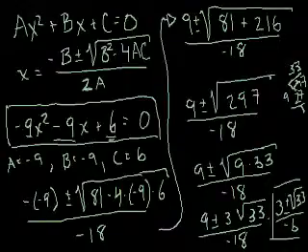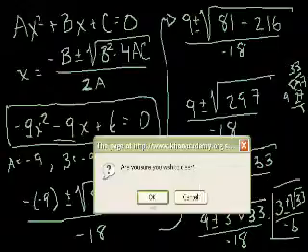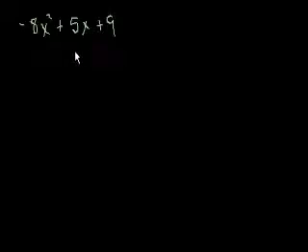Let's do another problem. Hopefully this one will be a little bit simpler. Let's say I wanted to solve minus 8x squared plus 5x plus 9. Now I'm going to assume that you've memorized the quadratic equation, because that's something you should do, or you should write down on a piece of paper. But the quadratic equation is negative b. So b is 5, right? So we're trying to solve that equals 0.